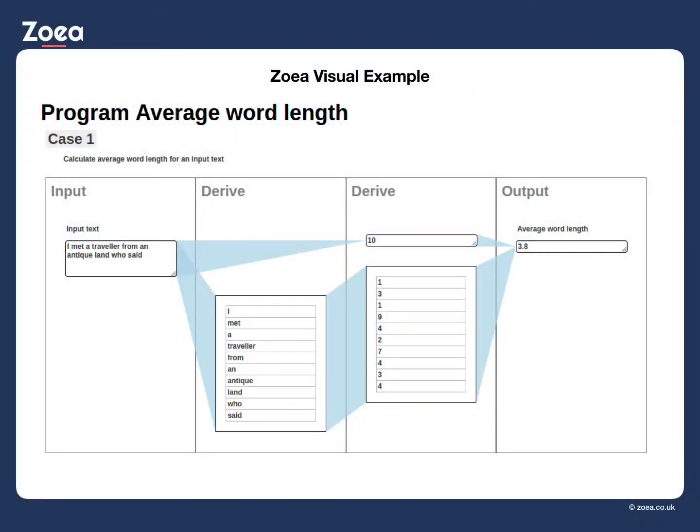The user defines a program using Zoea Visual by assembling data elements and dependencies within columns, to create one or more test case diagrams. Any number of data elements can be placed in any column. Elements can also be moved up and down within columns, to improve the layout of the diagram.